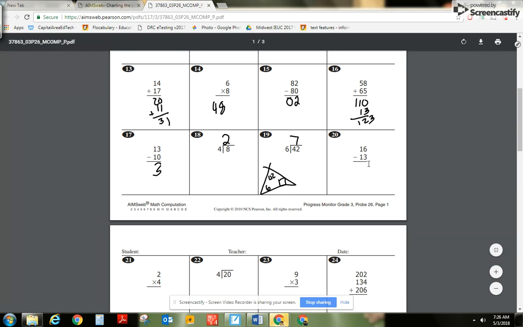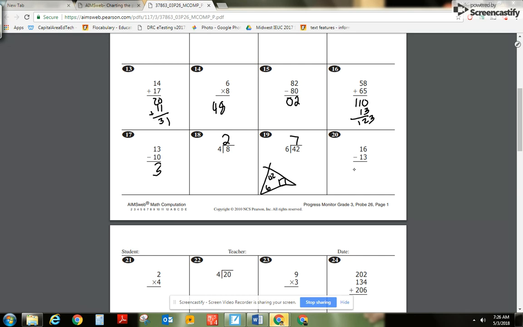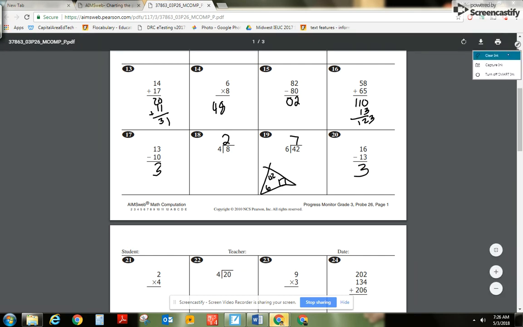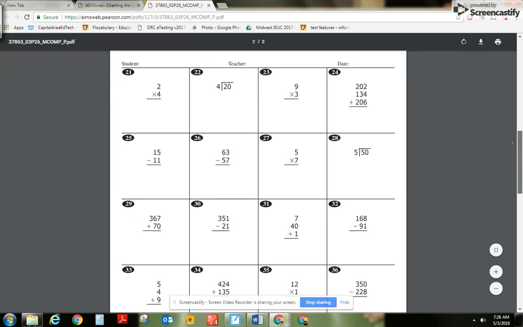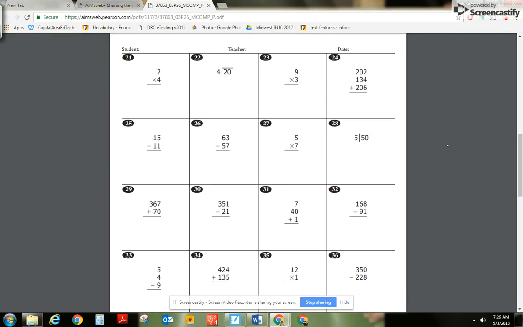16 take away 13. Lots of kids put 29 here, and you're right. They're not paying attention to the symbol. 16 take away 13 is 3. Let's go ahead and scroll down. The second page, it definitely gets a little bit more challenging.